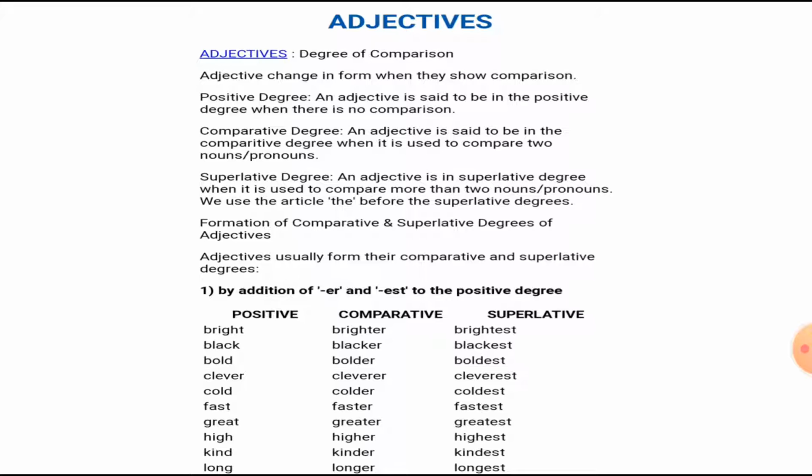Superlative degree. An adjective is in the superlative degree when it is used to compare more than two nouns or pronouns. We use the article the before the superlative degree. We can quote the example: my apple is the sweetest of all.